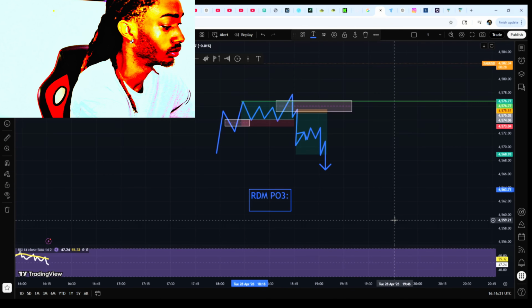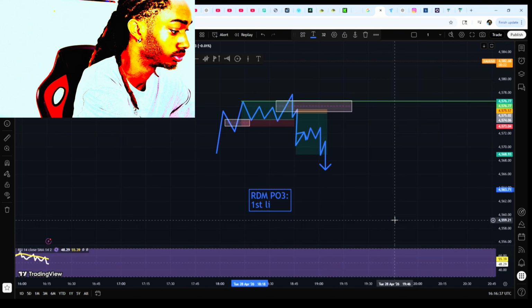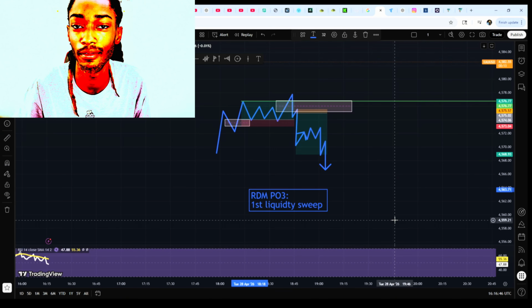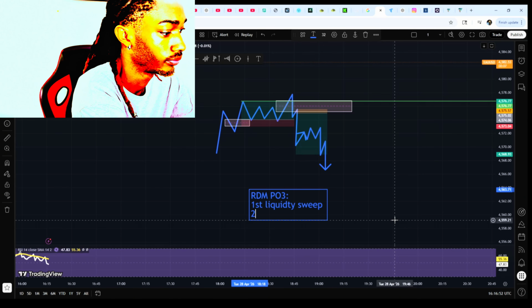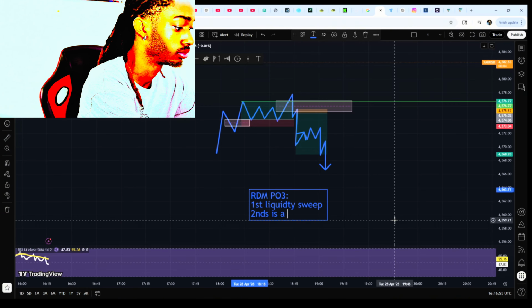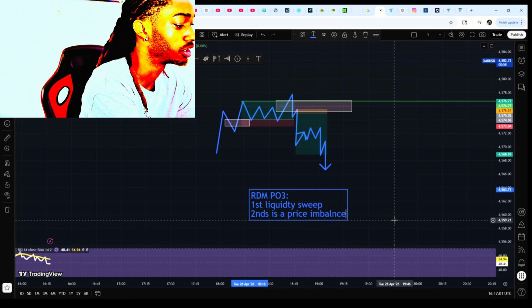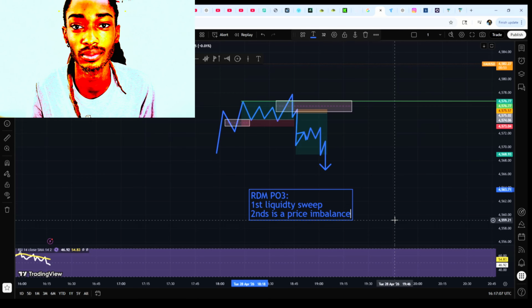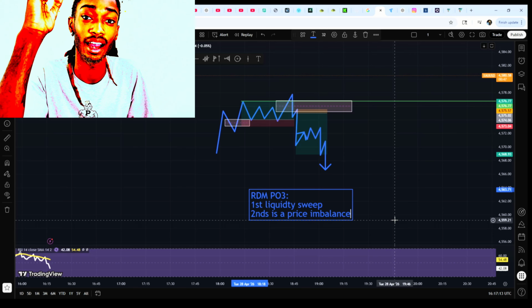First thing we look for is a liquidity sweep. If we don't see a liquidity sweep, there's no reason for us to enter because price is not having any real volume. It's not going in any direction for us. So the next thing we have to look for is a price imbalance. Basically, we're looking for where the market didn't correct itself, or where there's high volume and a low range.